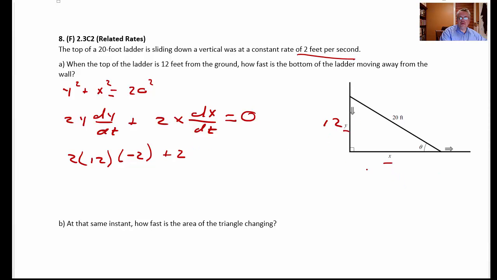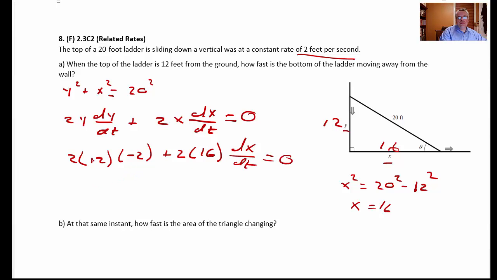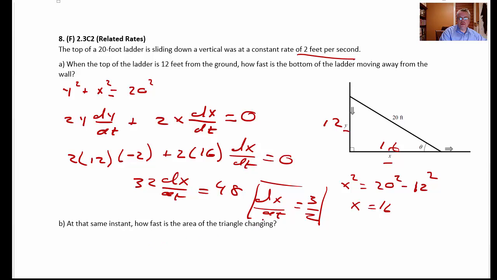We don't know x, but we can figure it out by the Pythagorean theorem. So x squared would be 20 squared minus 12 squared. And if you do that, you figure out that x is 16. Okay, so we had to do the Pythagorean theorem. We had to figure that out. So this is 16. Finally, dx/dt is what we're trying to find. Equals 0. So this is -48. If I move it to the other side, it becomes +48. So I get 32 dx/dt equals 48. And then we end up with dx/dt equals 3/2. I kind of ran out of room, but that would be feet per second.